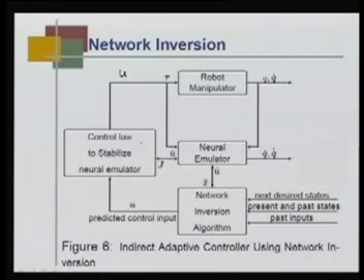So, that will be a function of u hat that has been inverted, that is given from the network inversion algorithm, and J is the Jacobian that is computed from the neural emulator, okay, that is del x upon del u.